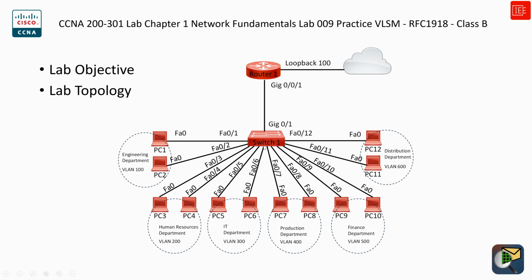Switch 1 is then connected to multiple departments. We have FastEthernet 01 and 02 participating in VLAN 100 and are part of the engineering department, whereas FastEthernet 03 and 04 participate in the human resources department and reside in VLAN 200, and so on and so forth, as you can see on the screen. The link between switch 1 and router 1 will operate in trunk mode, whereas the links from switch 1 to all the PCs will be operating in access mode.